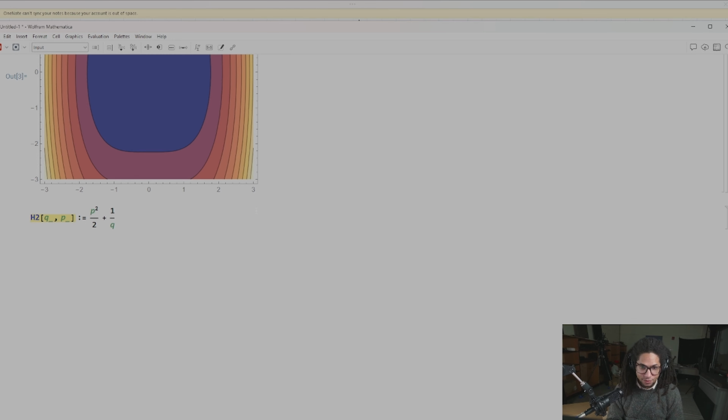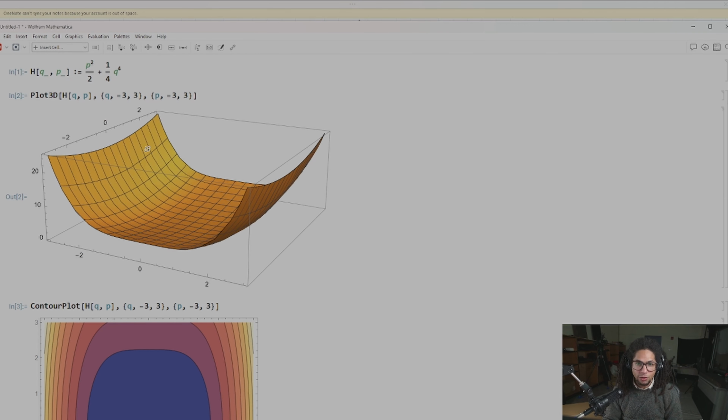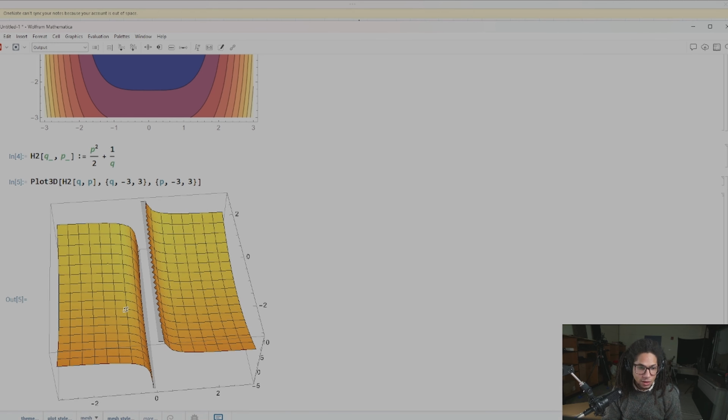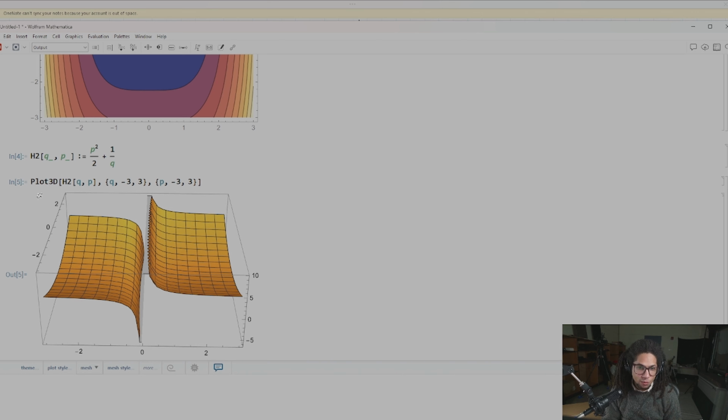And once again, I will just make everything dimensionless by absorbing constants. All right, great. So let's do that. And now let's do the exact same thing. We'll use both of these functions here. So first, let's look at the 3D plot of this. And so in this case, our level sets are going to be discontinuous because I have this asymptote at q equals 0. At q equals 0, my Hamiltonian function blows up.